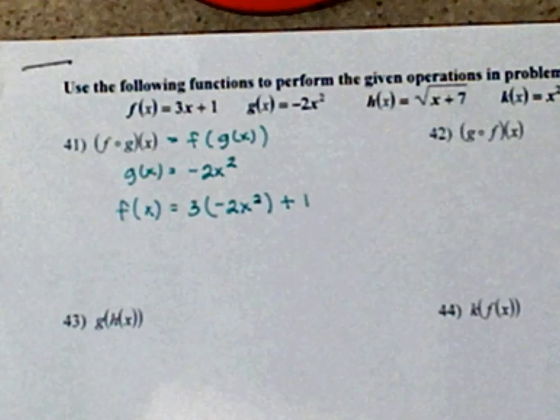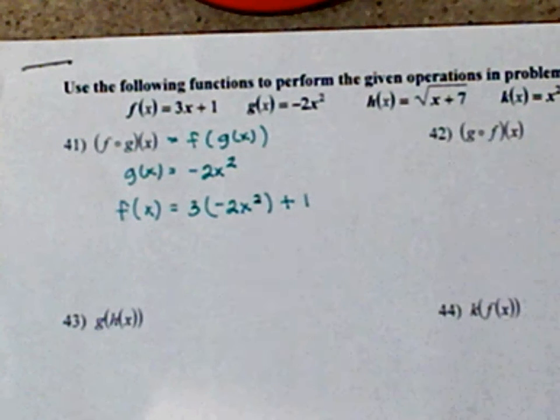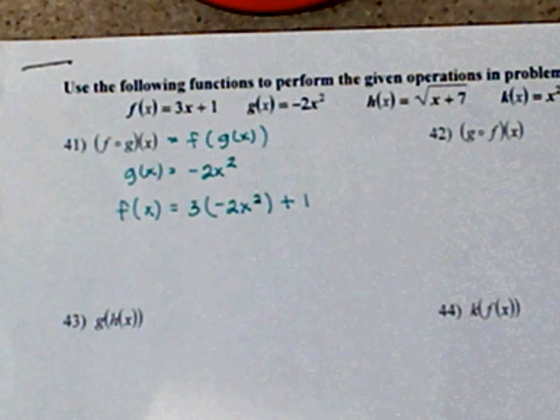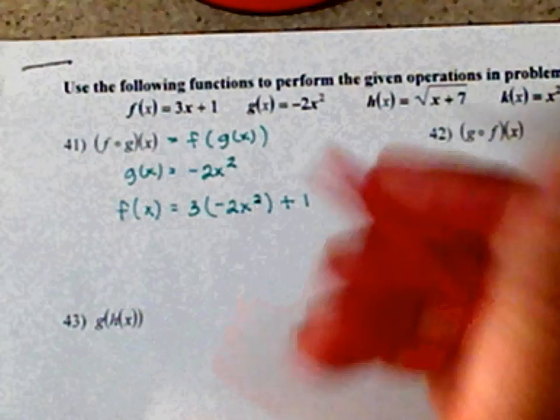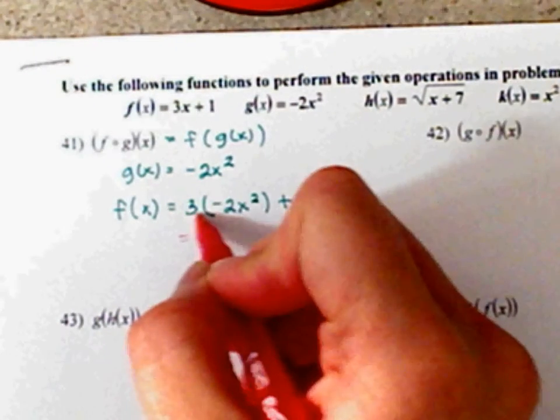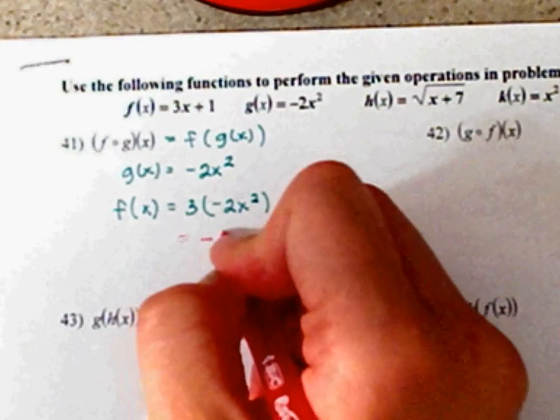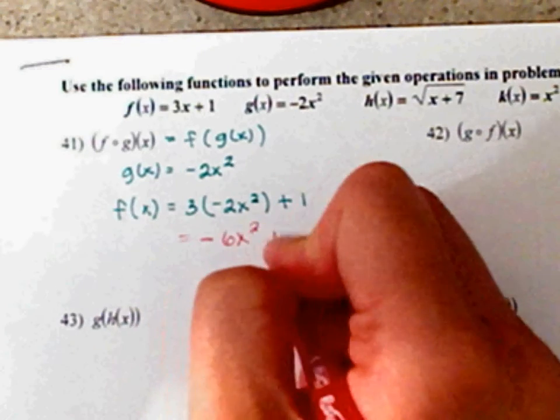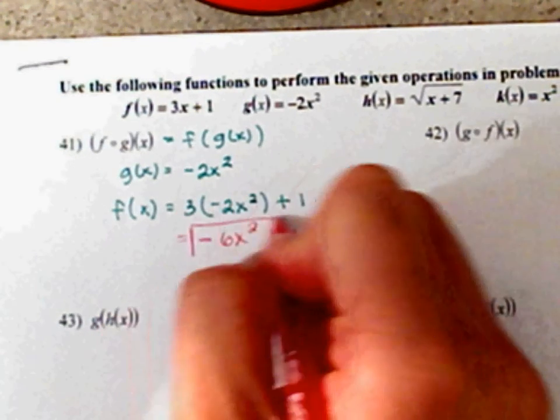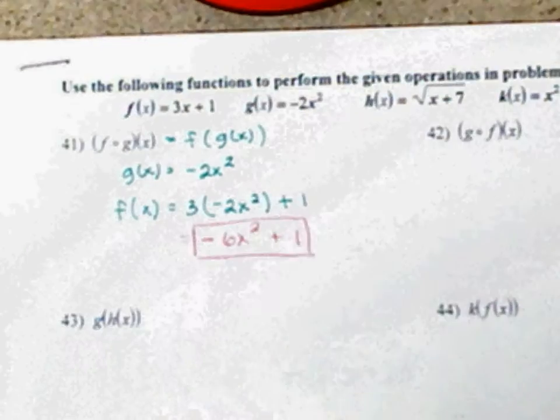Continue with your math. So now what do you have? Let's go ahead and distribute. You have 3 times negative 2x squared, which is negative 6x squared plus 1. Can't simplify any smaller, and there you have your answer.